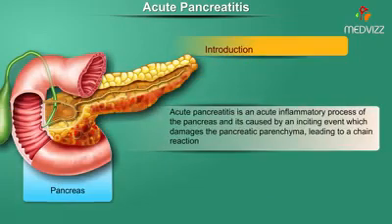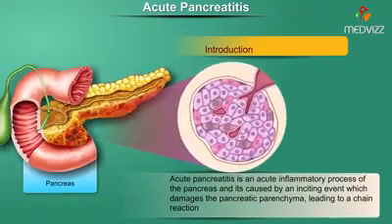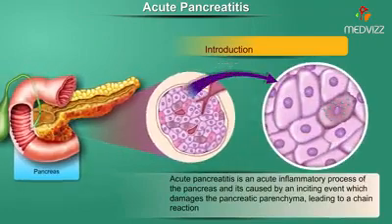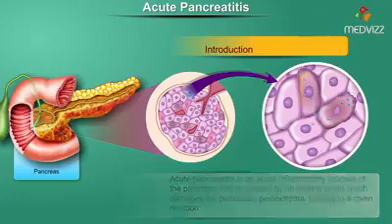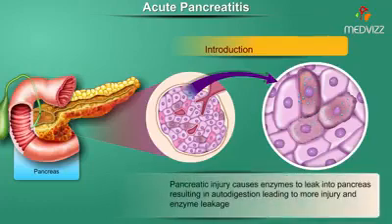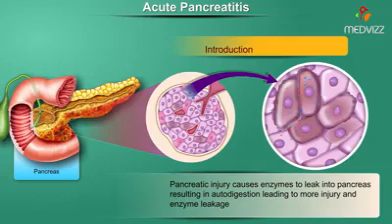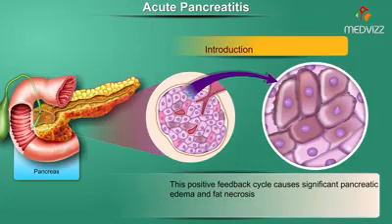Acute pancreatitis is an acute inflammatory process of the pancreas, and it's caused by an inciting event which damages the pancreatic parenchyma, leading to a chain reaction. Pancreatic injury causes enzymes to leak into the pancreas, resulting in autodigestion, leading to more injury and enzyme leakage. This positive feedback cycle causes significant pancreatic edema and fat necrosis.